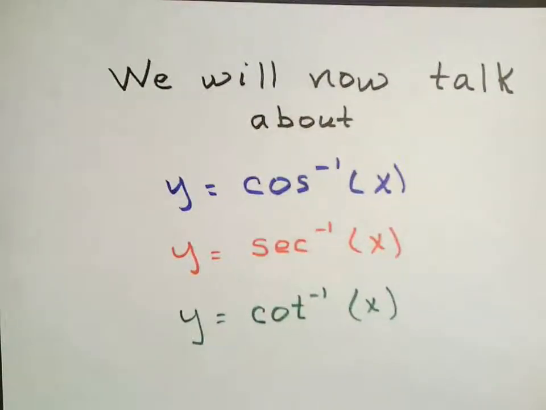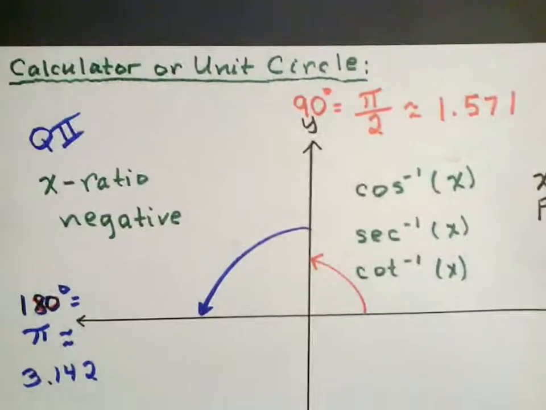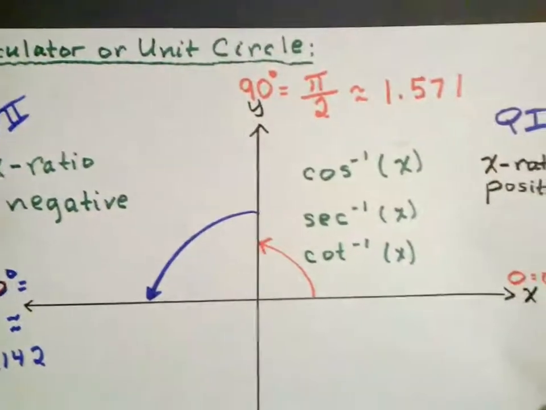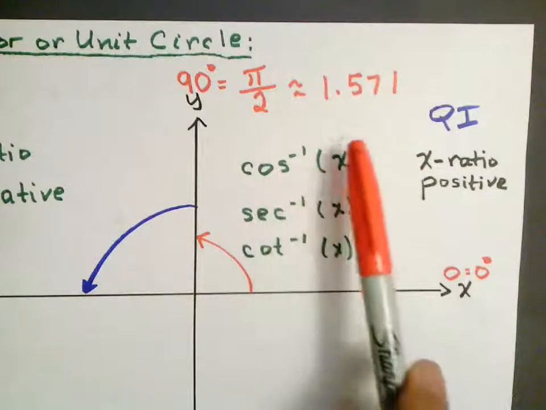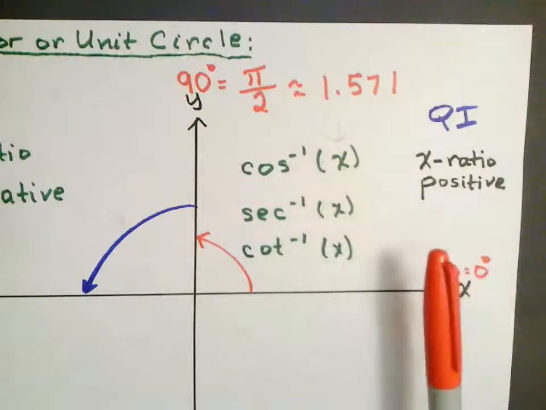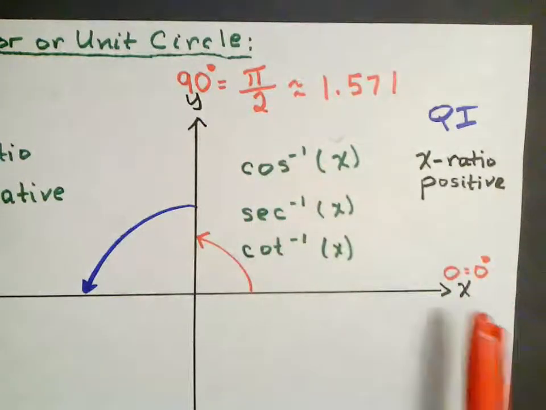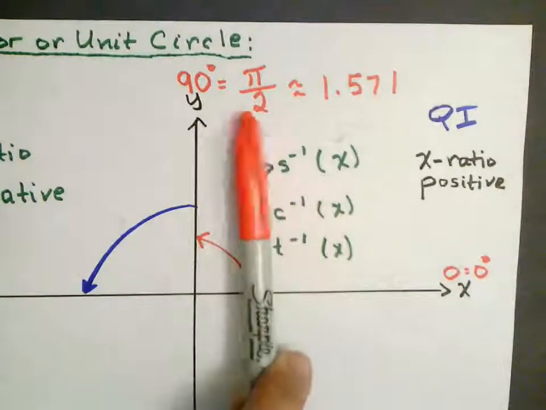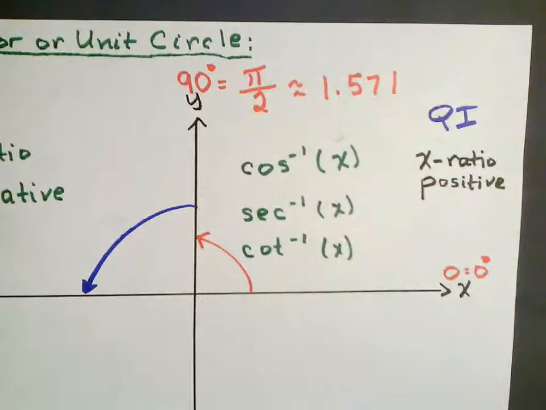Today, we will talk about our inverse cosine, our inverse secant, and our inverse cotangent. Here, if you're using a calculator or a unit circle, for the inverse cosine, if the ratio is a positive number, you're going to get an angle in the first quadrant between 0 degrees and 90 degrees, or 0 radians and pi over 2 radians, or 0 radians and approximately 1.571 radians.